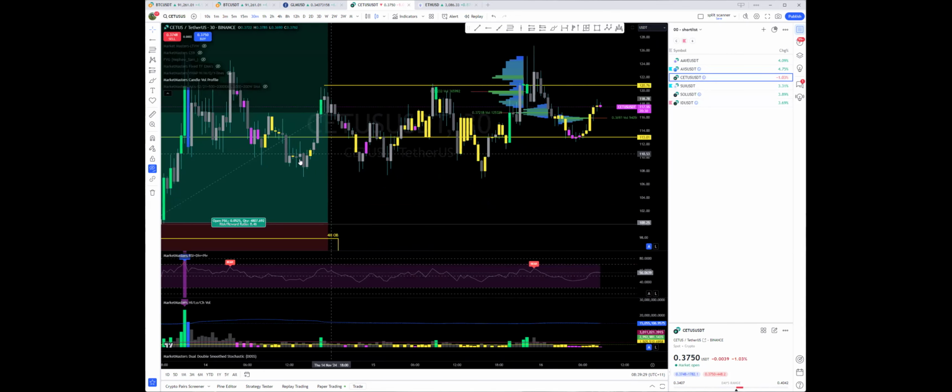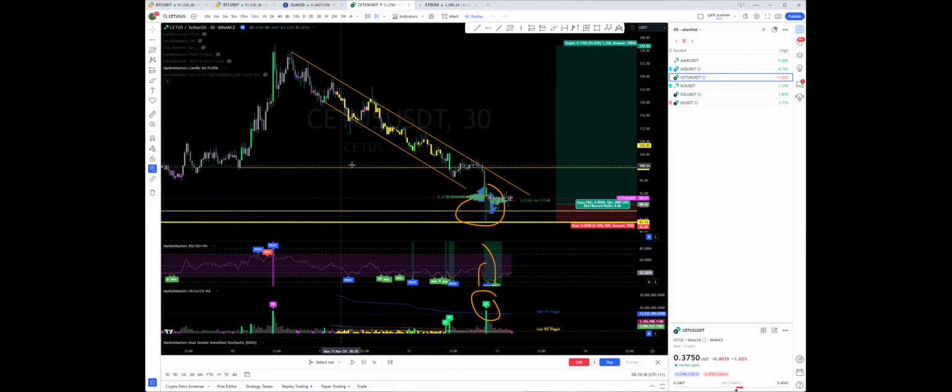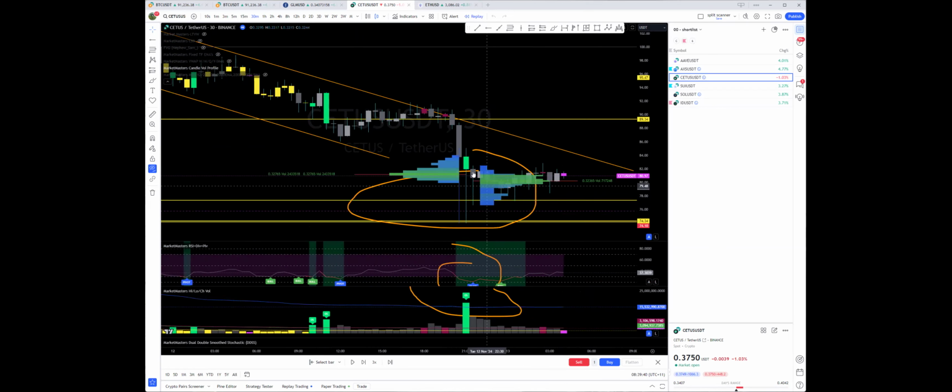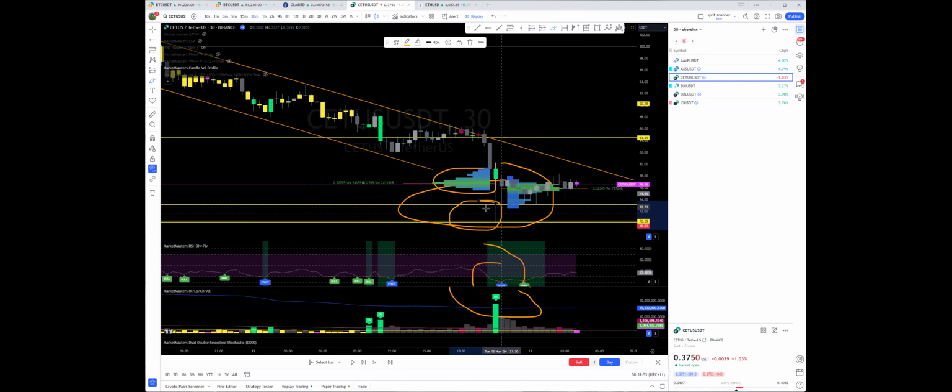So this is Cetus. I didn't actually take the trade here when the signal occurred because you can see with this one, most of the volume was traded in this section here. So it didn't give the perfect setup. Just to explain to the guys.